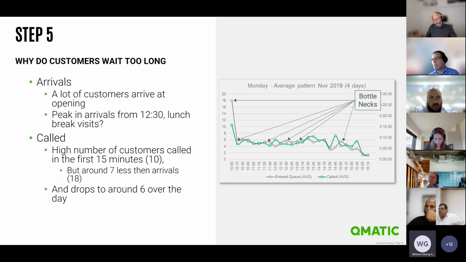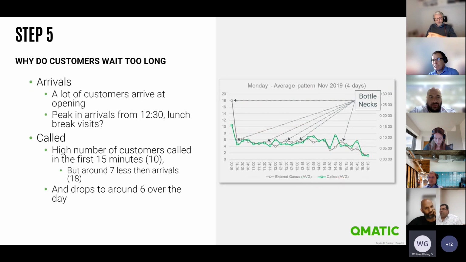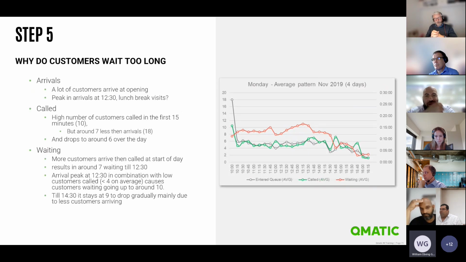So you can already pinpoint where those moments are. I don't know what I wrote here, but I wrote a lot in this case. There's a high number of customers called in the first 15 minutes, around 10, but for some strange reason, while there are still more customers probably in the waiting area, it drops. So over the whole morning, they serve fewer customers than are walking into my waiting area, which is not really a good thing, because from that you will see you get waiting customers.